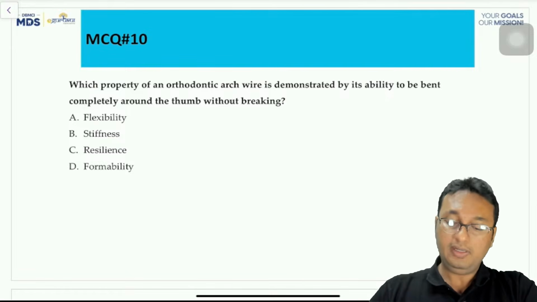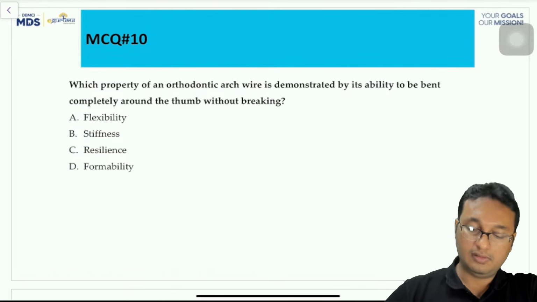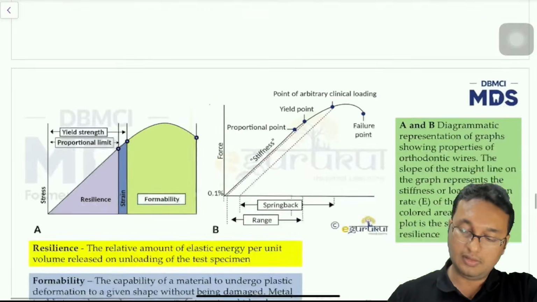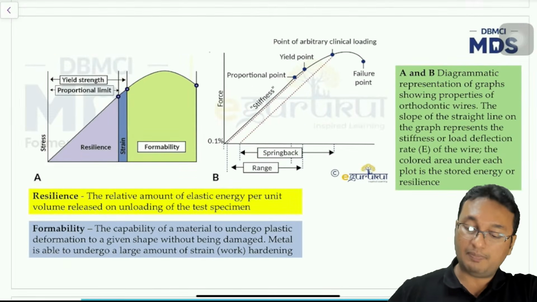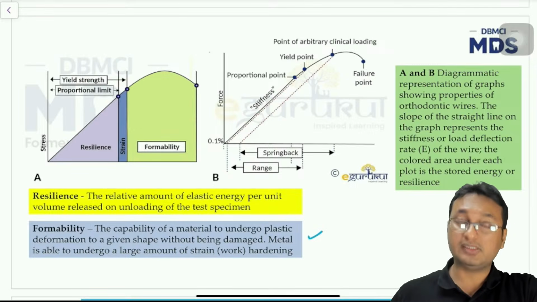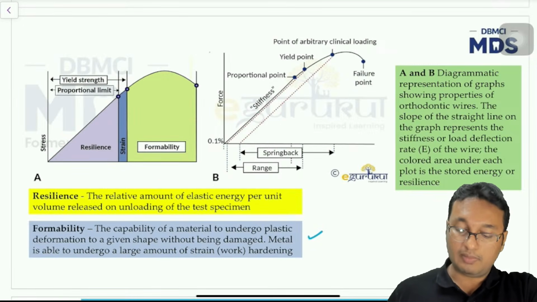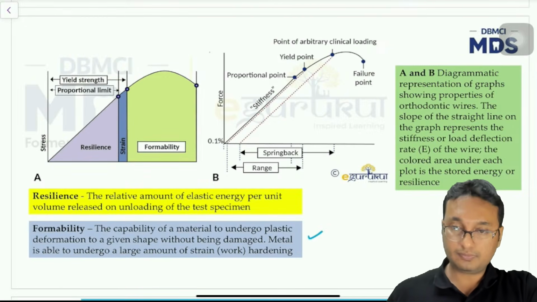So which property? It is formability. What is formability? It's the capability of a material to undergo plastic deformation to a given shape without being damaged, and the metal is able to undergo a large amount of strain or work hardening. That is the definition of formability.